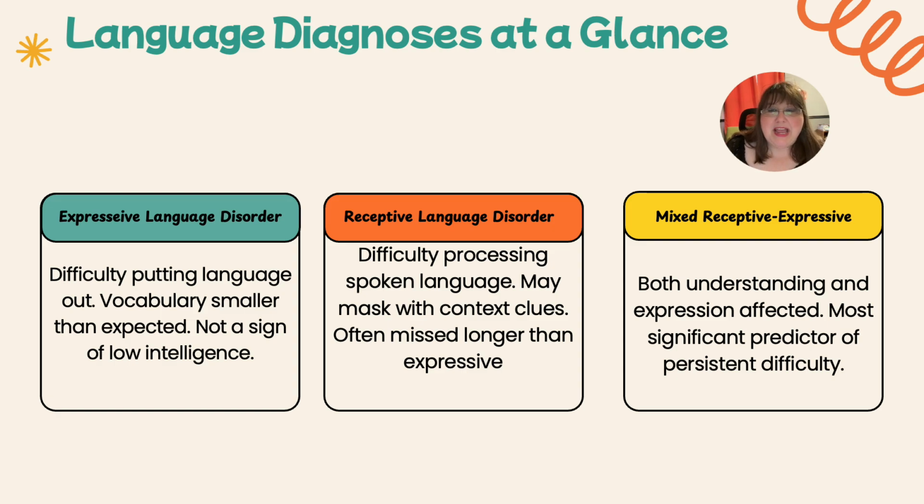And then last, we have a mixed receptive and expressive disorder. Just like the name says, it is both the understanding part of language and the expression. These are both affected. And this is the most significant predictor of persistent difficulties in life and into adulthood even.